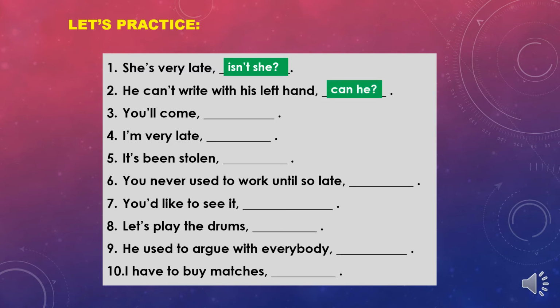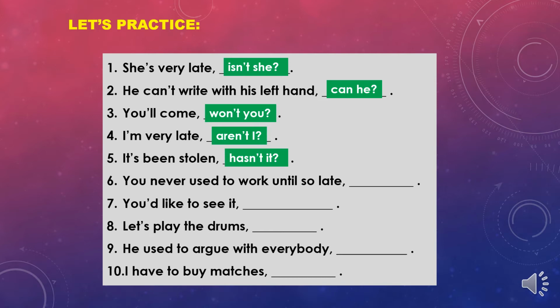Can't he? 3, you'll come. Won't you? Correct. I'm very late. Aren't I? Correct. Remember, this is an exception. Next. 5, it's been stolen. Present perfect. So, hasn't it? Correct. 6, you never used to work until so late.